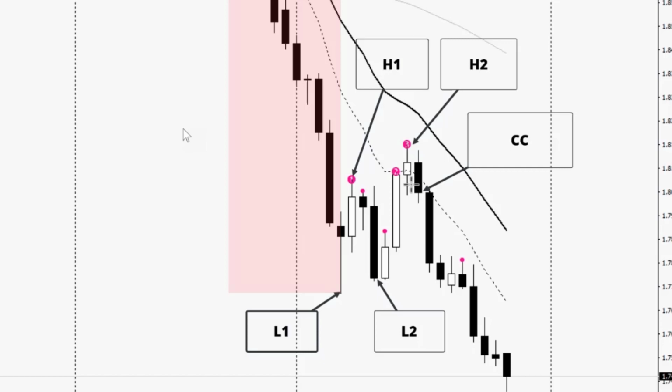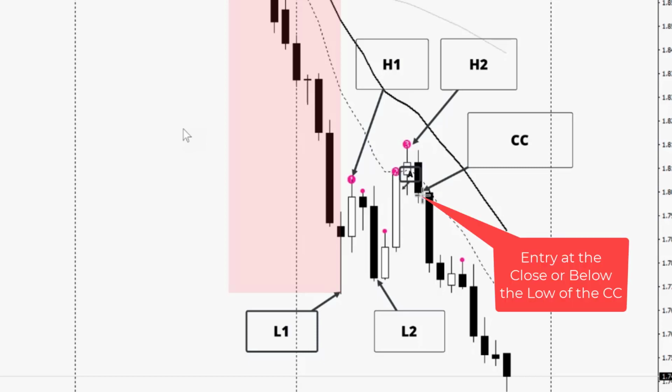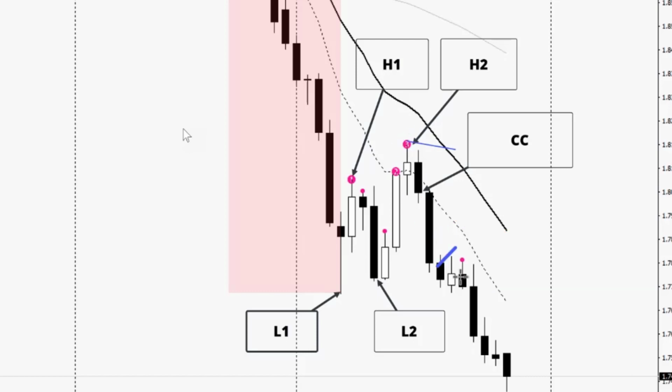But the best thing is to wait for a confirmation candle. CC stands for confirmation candle. You can see that this is a bearish candle. The close is towards the low, and it's broken the low of this candle. So at the end of this candle, because it's a daily chart, you'd go short here with stop loss above the high over here or up there, and then you're going to let it run.